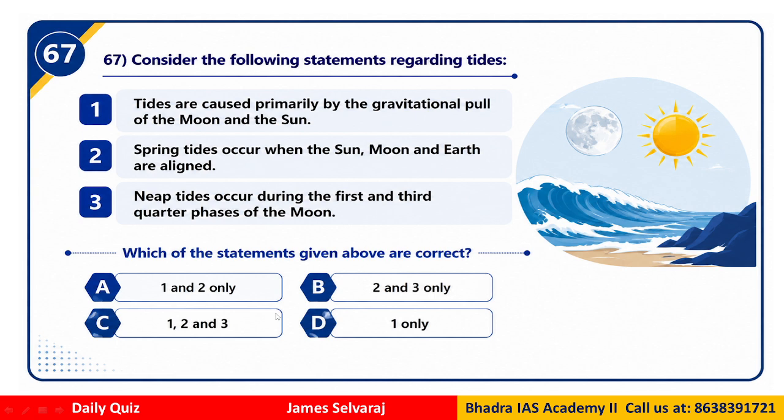Clear? Okay. Question number 67. Consider the following statements regarding tides. Tides are caused primarily by the gravitational pull of the moon and the sun. Spring tides occur when the sun, moon and earth are aligned. Neap tides occur during the first and the third quarter phases of the moon. There are a few technical things here if you are not familiar. The options are 1 and 2; 1, 2 and 3; only 2 and 3; only 1. So we have 4 options. Which of these 4 options are correct? That's what we need to understand now.